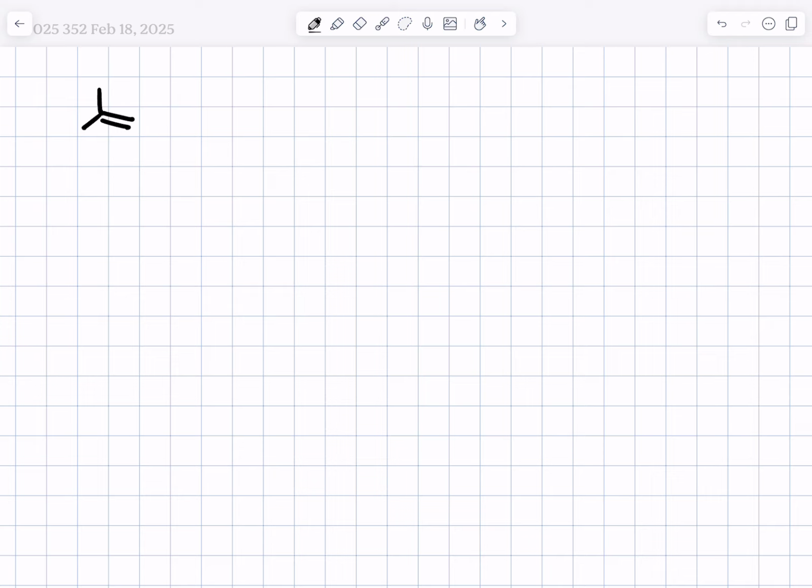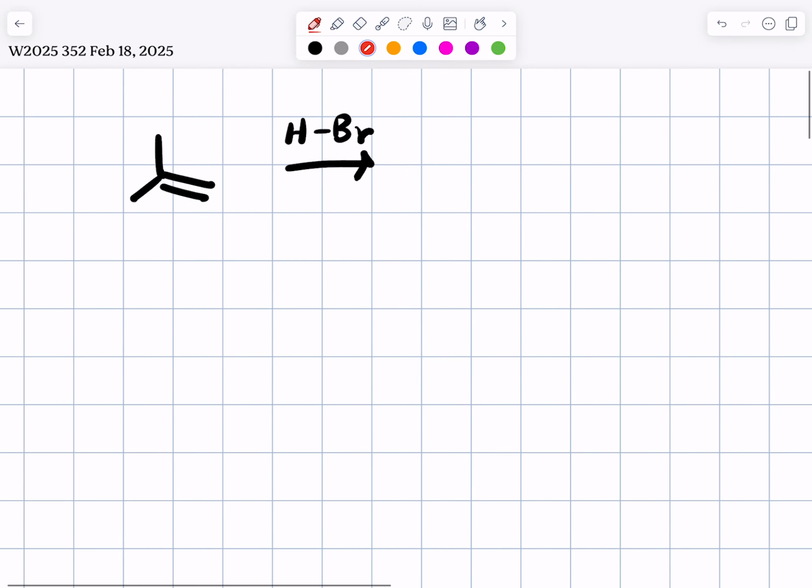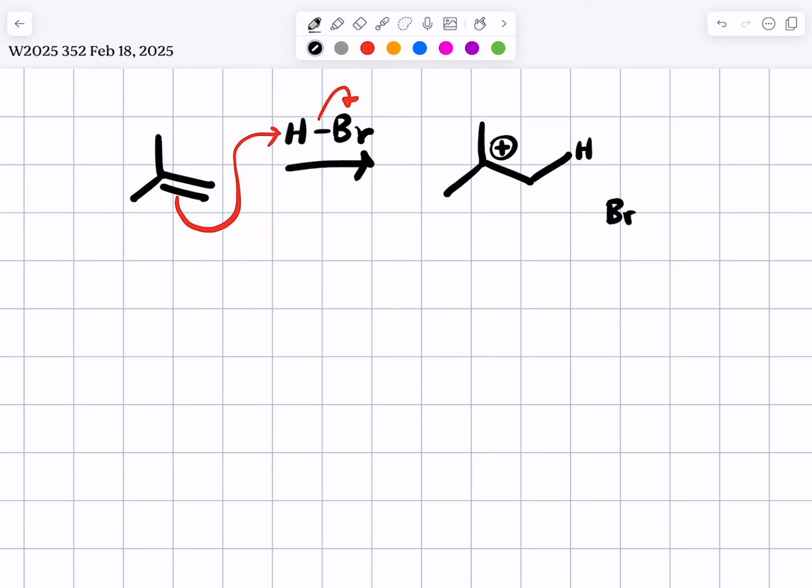In 351, you learned that alkenes react with electrophiles, including an acid, and that the HOMO of the alkene, the pi electrons, attack the acidic proton, breaking the pi bond and making a new sigma bond with the less substituted carbon so that the more substituted carbon can have the positive charge.